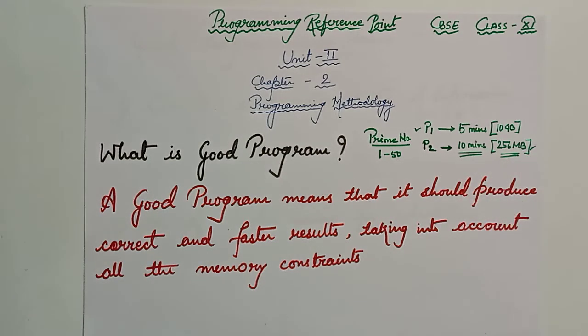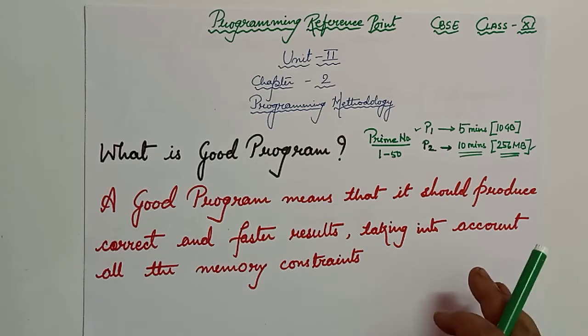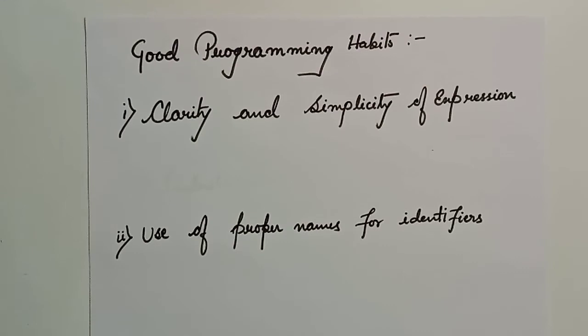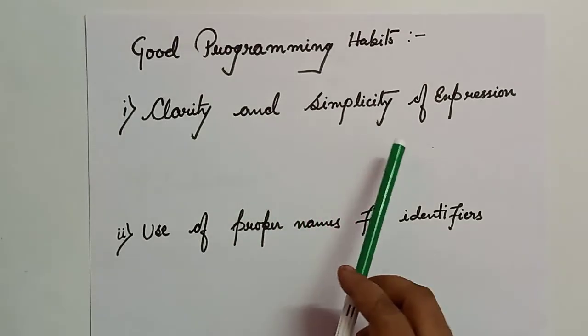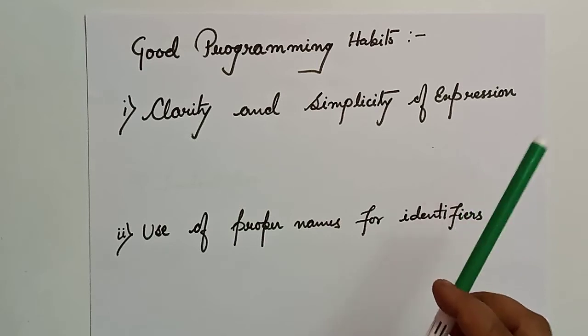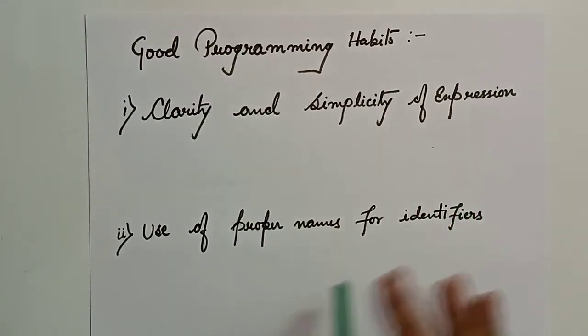Okay, now let us see the next, what are the good habits for good programming, that is, what is accepted by most of the people. Let's see. Good programming habits. The first one is clarity and simplicity of expression. We should try to write clear and simple instructions.